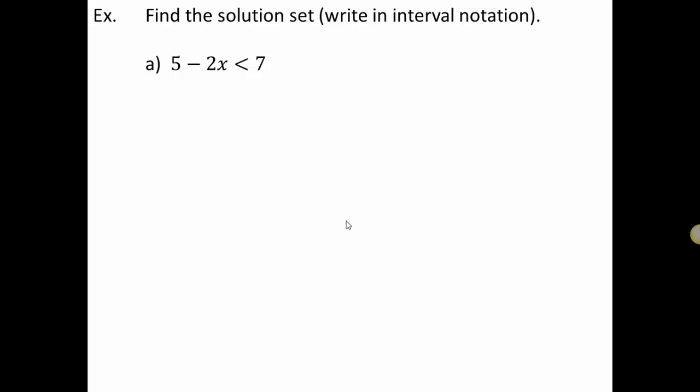So the first one, we have an example of a linear inequality, x is to the first power. So I'm going to simply solve this using linear techniques. My goal is to get x by itself, so first thing I'm going to do is get rid of that 5. It's a positive 5, so I will subtract 5 from both sides, leaving me with -2x is less than 2. My goal is still to get x by itself. X is being multiplied by -2, so I will divide by -2.